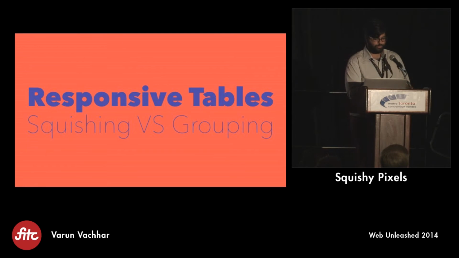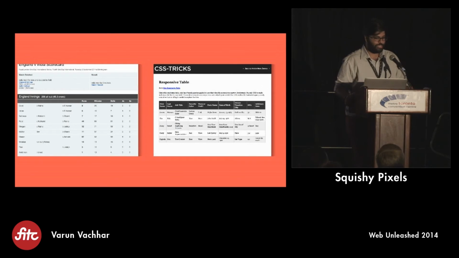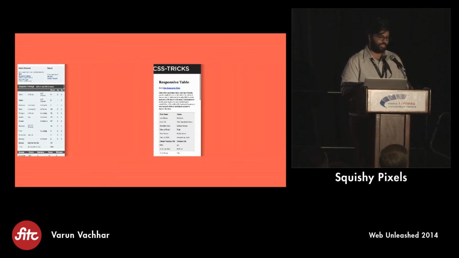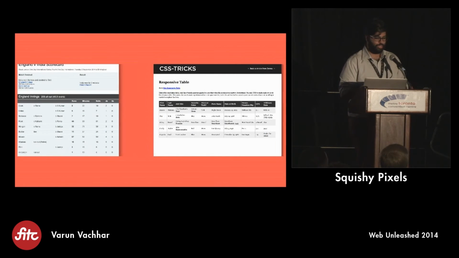Next, I'd like to talk about responsive tables. Tables, for some reason, were limited to desktop for the longest time, but there is a push towards making them responsive so that you can actually view this data on mobile too now. There are two approaches to this, squishing and grouping. On the right, there's an example of squishing. So essentially, the columns just keep reducing in size, and the font size keeps reducing to keep all the data still in a tabular format.